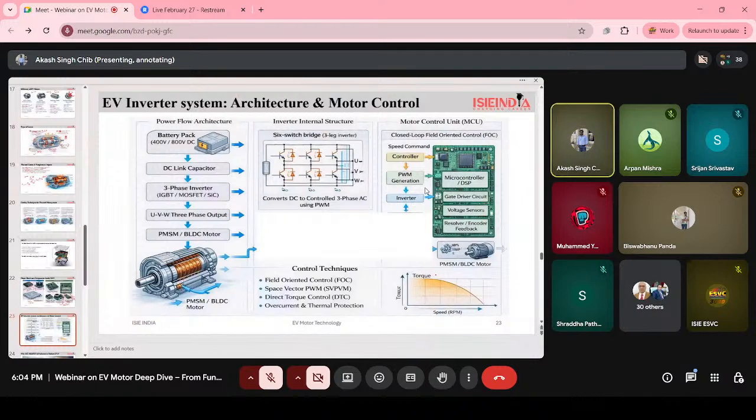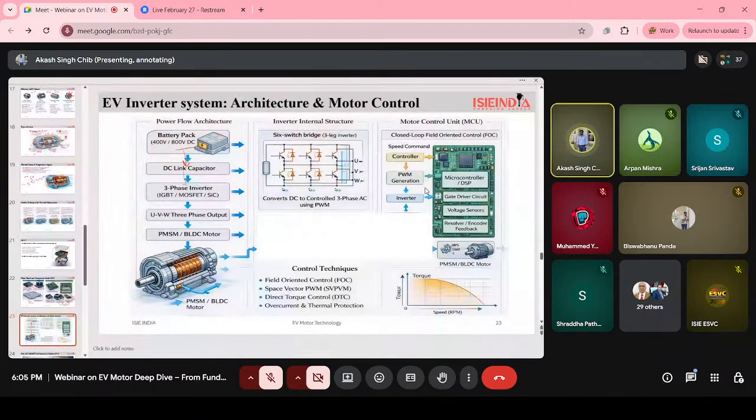Let's move forward. Here you can see the EV inverter system, the architecture and the motor control. Here you can see the power flow architecture. Here is the battery pack. Then the DC link capacitor comes.